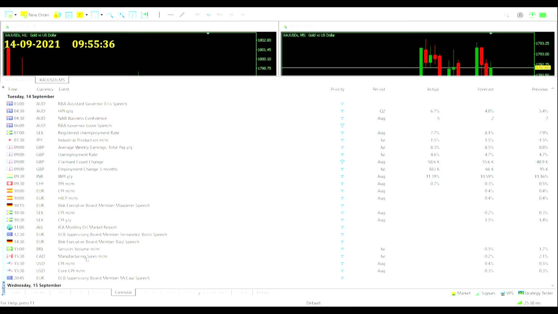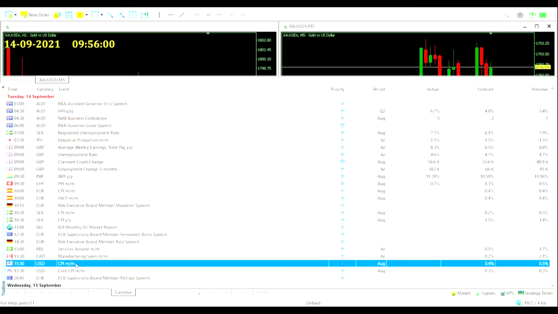3 o'clock services volume month on month in Brazil, might check out that. 3:30 from Canada, manufacturing sales month on month. That'll be something that we'll just happen to see because we are focused on this one right here. That is the CPI month on month coming out for the United States dollar, and they're expecting it coming in a little bit hot, 0.4%. No surprise there.